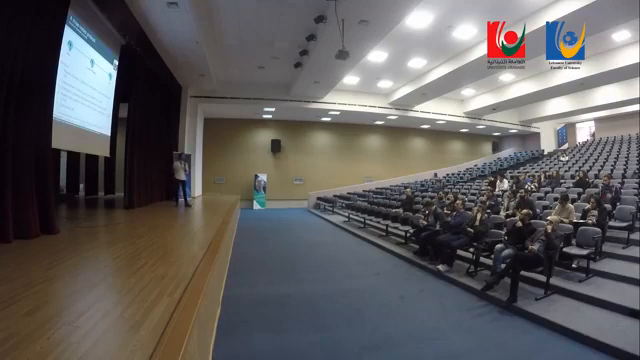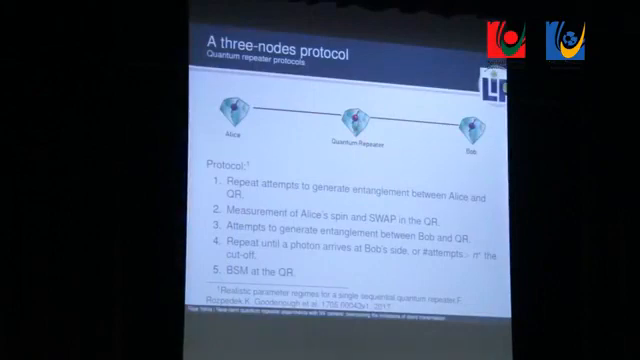I will put an NV center in the middle. I will first entangle the spin of the electron of the quantum repeater with the electron spin of Alice's qubit. I will try to do that many times until it works. So that's the first step.